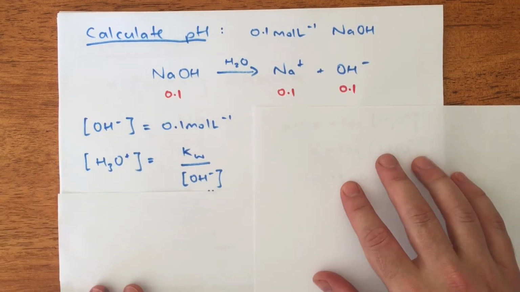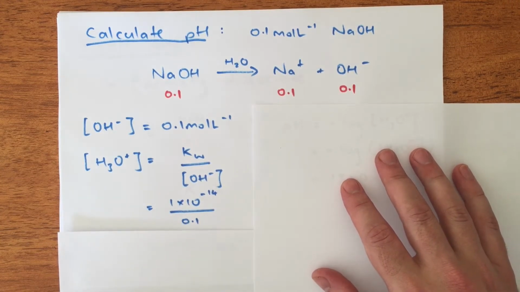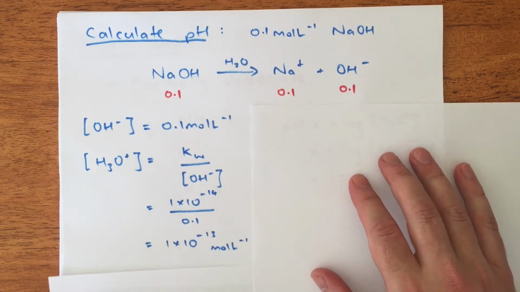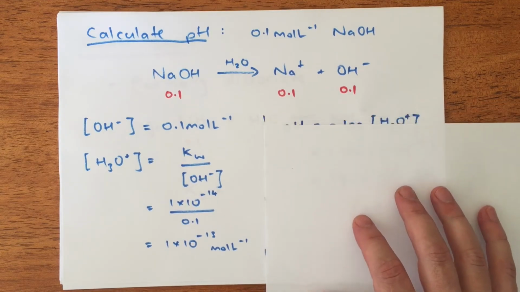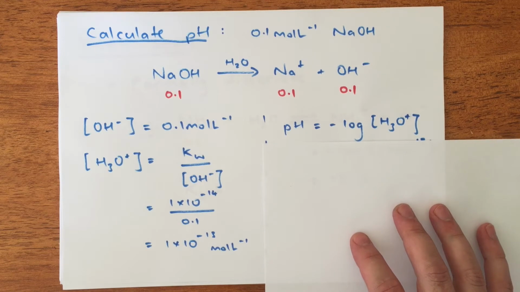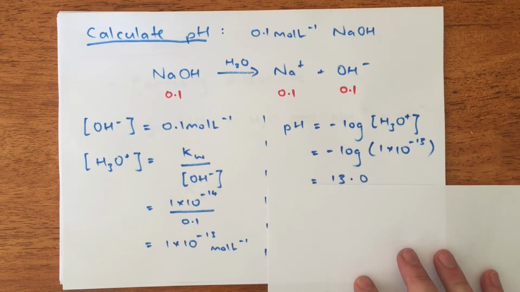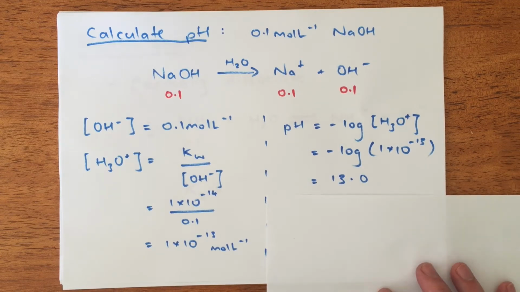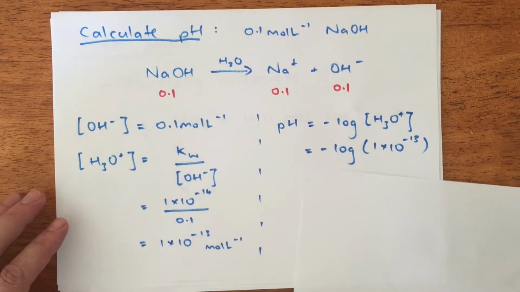If I now plug in my values, Kw is a constant, it's always 1 times 10 to the minus 14. My OH- was 0.1 mole per litre. I now have my H3O+ concentration as 1 times 10 to the minus 13 mole per litre. From the H3O+, I can now calculate the pH. pH equals negative log of H3O+. I can input my H3O+ value as 1 times 10 to the minus 13, and that will give me my pH, which is 13. This sounds like a very reasonable pH value for a reasonably concentrated solution of a strong base. So it ticks the logic box.